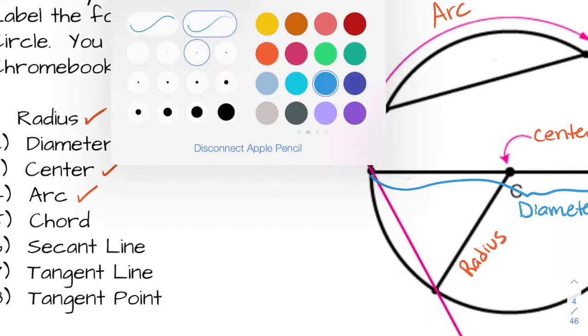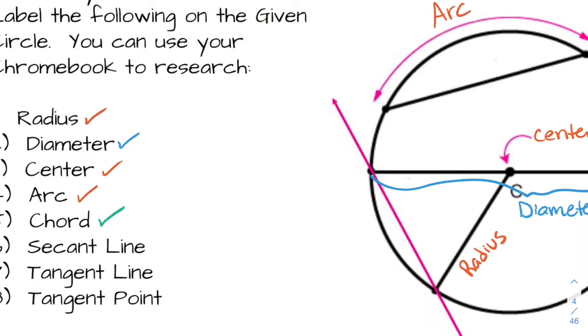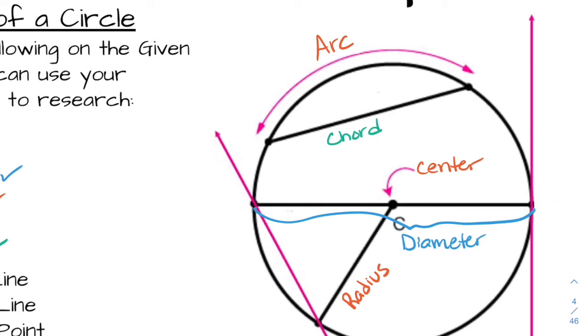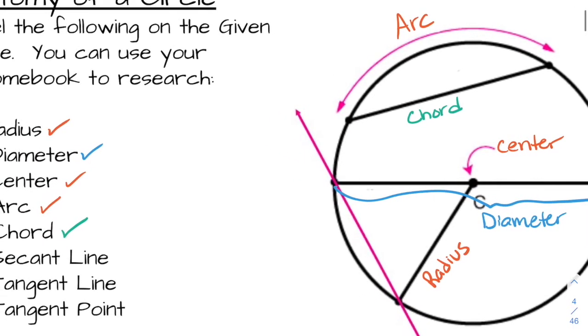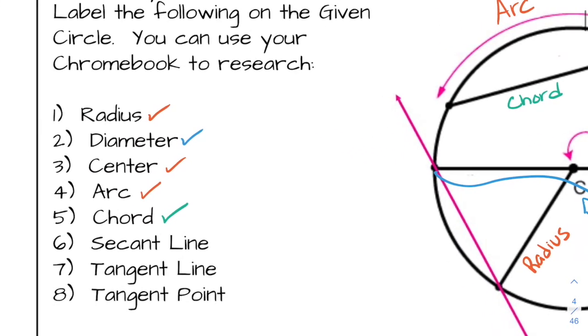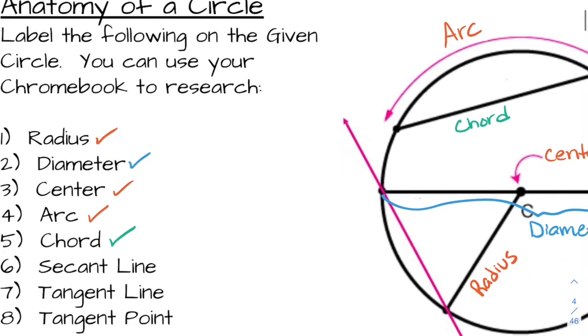So next is a chord. A chord goes from edge to edge of a circle. The largest chord in any circle is actually the diameter. So the diameter, again, largest chord in any circle. But there can be an endless amount of chords in circles. Let me change some of these colors to match.